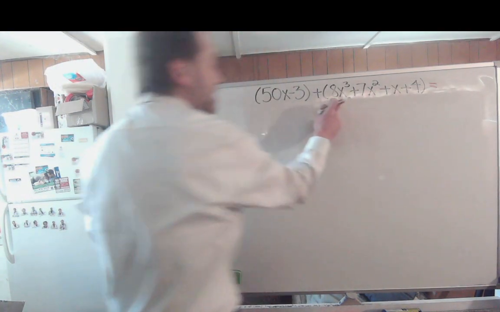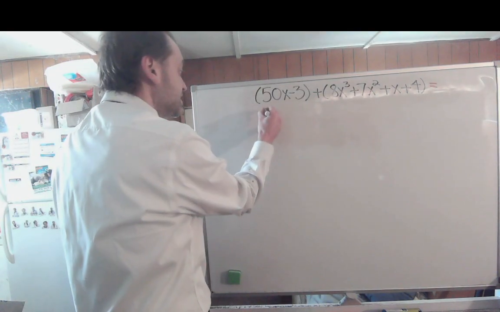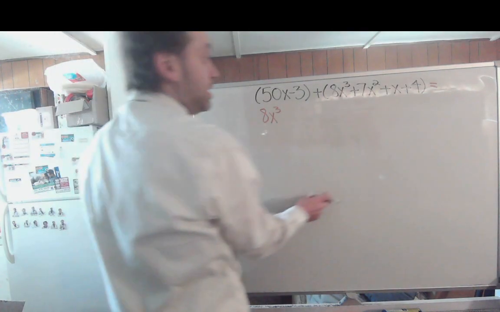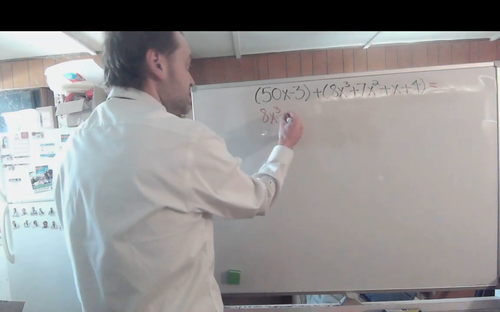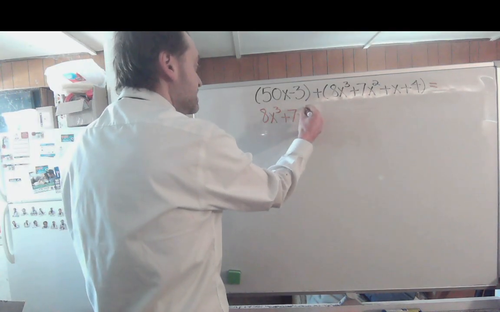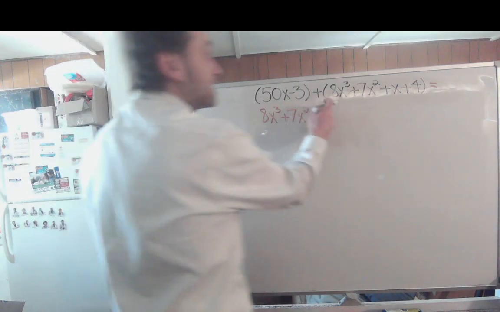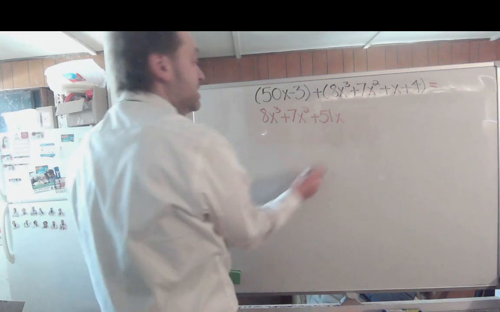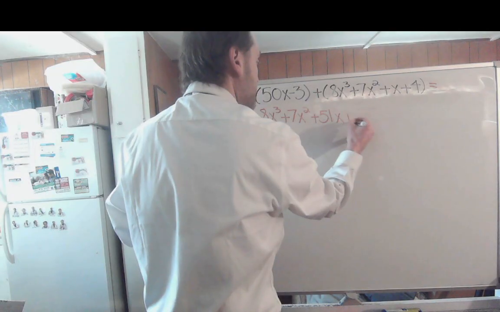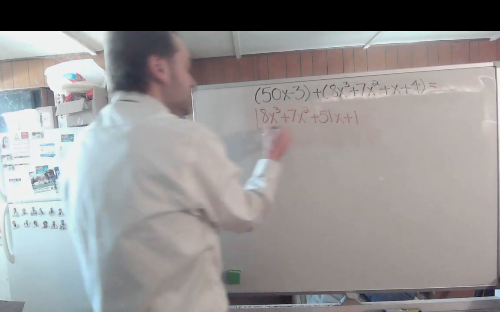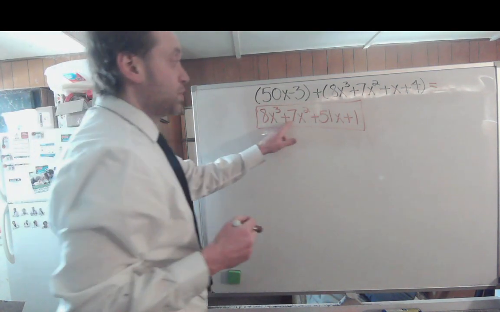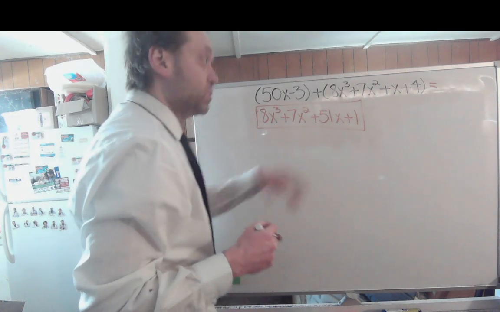Start with your highest power between both of these. That's going to be your x to the third. You just have a plus 8x to the third. So start with 8x to the third. You also only have 1x to the second term, so this would be plus 7x to the second. Now you have a 50x plus an x. This would be plus 51x. Then you have negative 3 plus 4. That would be plus 1. So this would all simplify into 8x to the third plus 7x squared plus 51x plus 1.